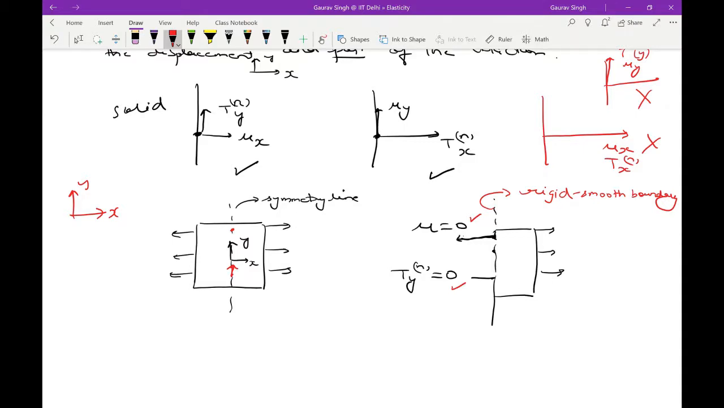Okay, and this is very commonly used in solid mechanics and elasticity problems, because many a time symmetry exists and you want to solve only half of the problem or a quarter of the problem depending on the symmetry. Okay, especially for computational methods like FEM, you always want to work with half of the domain or one quarter of the domain, just to reduce the computational time.